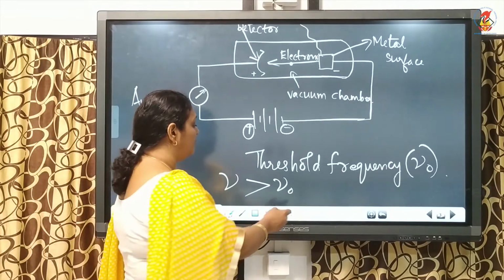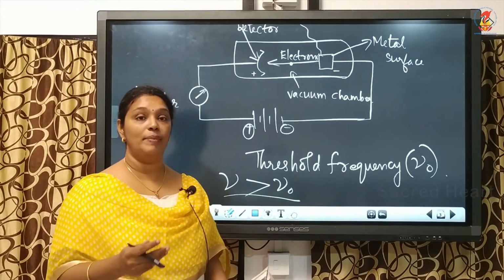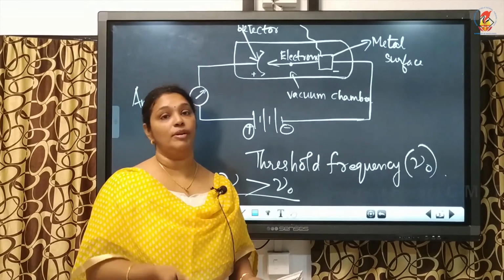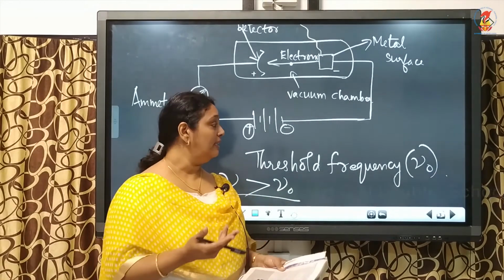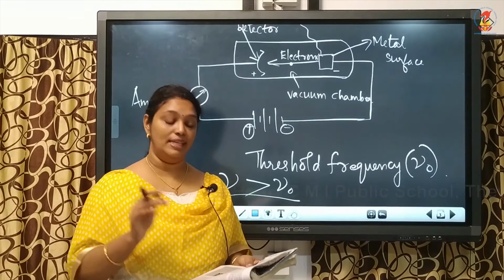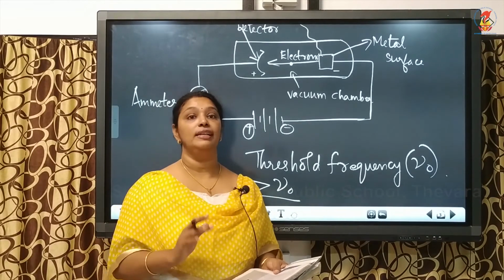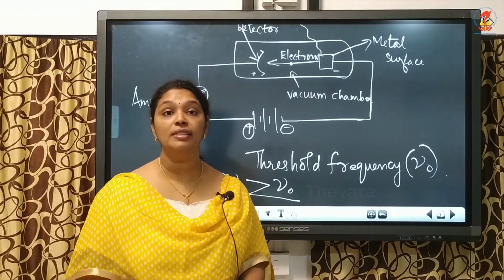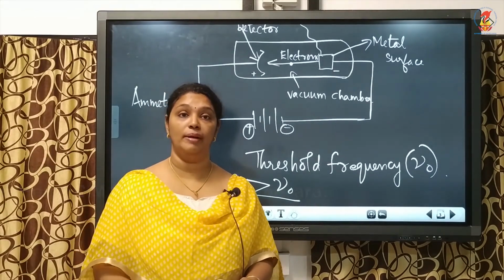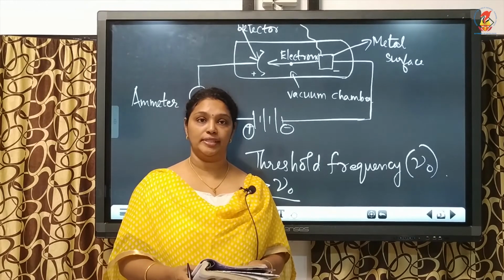That is, only if nu is greater than nu naught, what happens? The electrons are ejected from the metal surface. Okay, and the kinetic energy of the electrons ejected increases with increase in frequency of the light used. So these are the three observations made from the photoelectric effect.